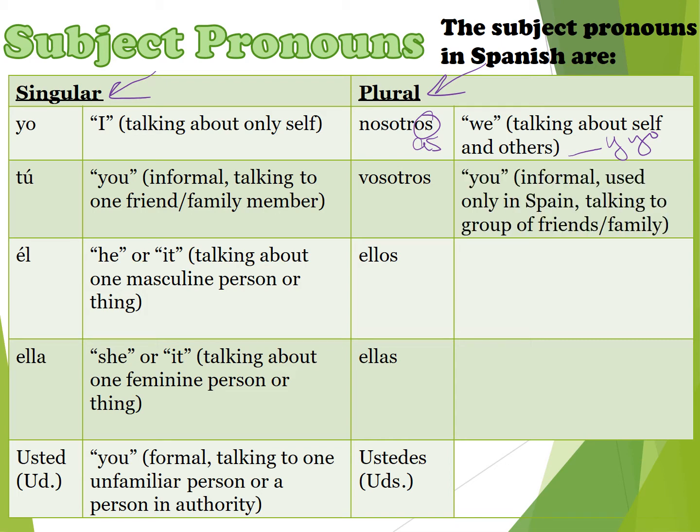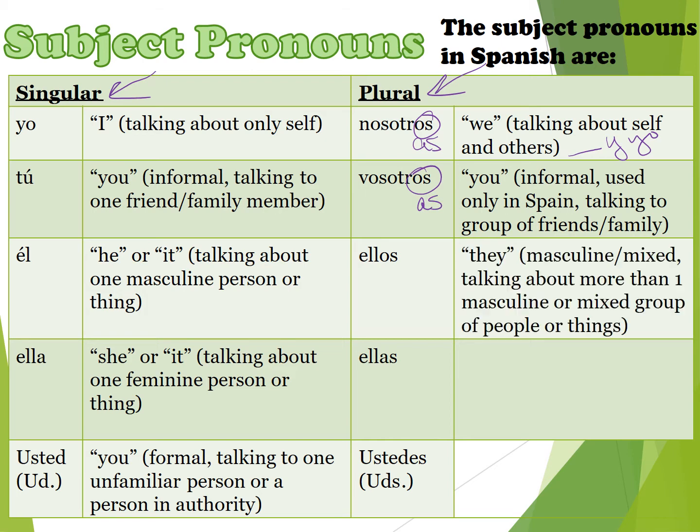Vosotros is the third way to say you, but this way is really only used in Spain. This is the plural informal, so it's the plural of the tú form. It's used when you're talking to a group of friends, a group of family, and just like nosotros, vosotros, if the entire group is feminine, you are going to say vosotras.